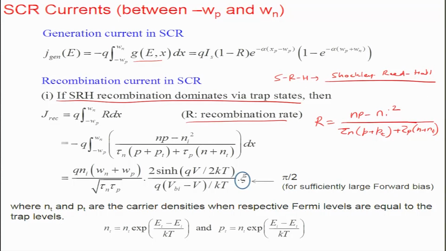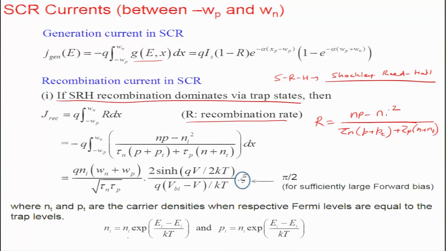So when you do this analysis, this integration turns out to be in this fashion. So you have q ni (Wn plus Wp) divided by square root of tau_n tau_p, into 2 sinh of (qV by 2kT) divided by q(Vbi minus V) by kT, into some term eta. This is approximately pi by 2 if you have a forward bias which is sufficiently large, whereas here Nt and Pt are carrier densities when the respective Fermi levels are equal to the trap levels. So they are not actually trap densities, they are carrier densities.